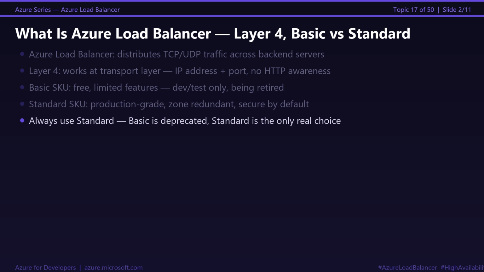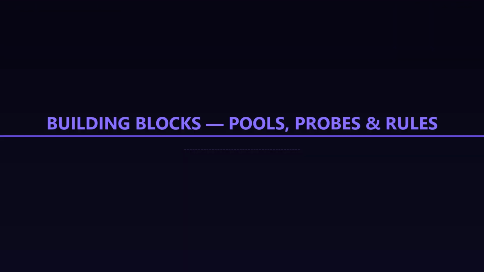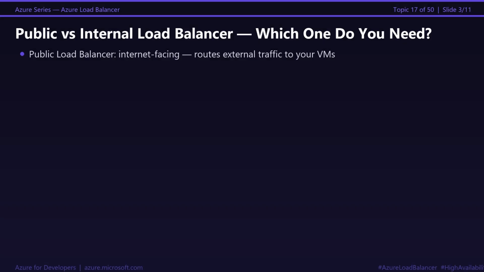An internal load balancer has a private IP. Only reachable from inside your virtual network. No public exposure at all. But here's where it gets really interesting. Most production systems use both.